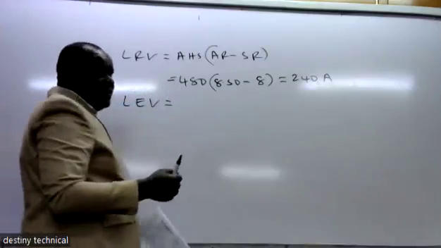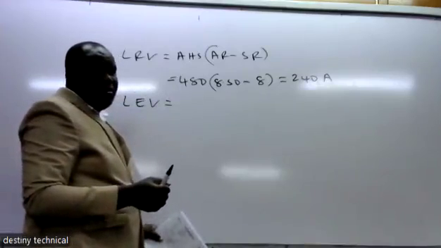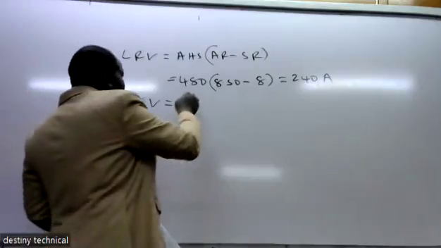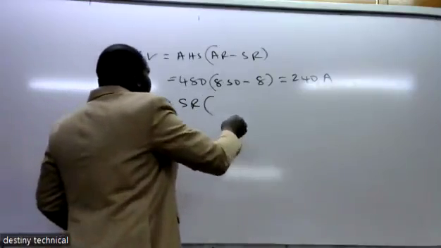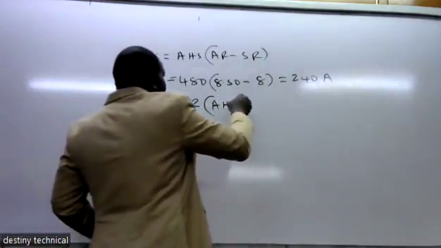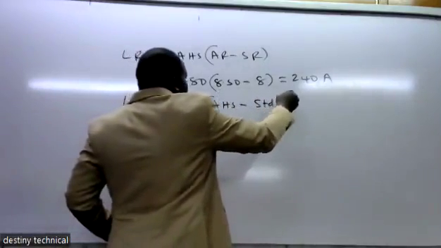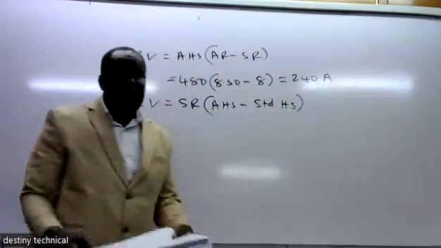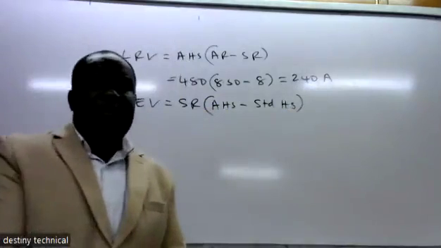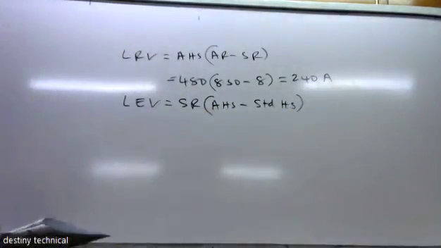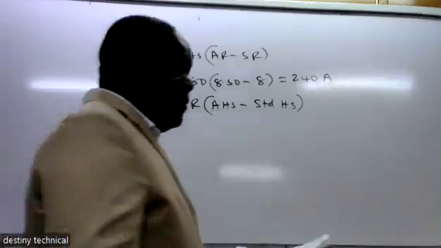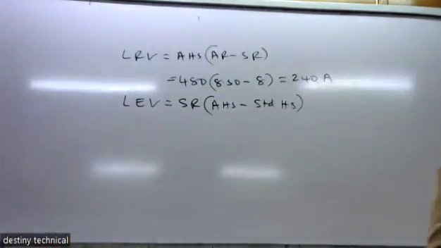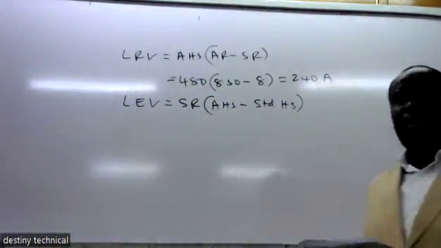Even though the question has not asked, we also compute the labor efficiency variance. To get the labor efficiency variance, it is the standard rate in the brackets of the actual hours minus the standard hours. We subtract the standard hours. So first, we check how to compute the standard hours.